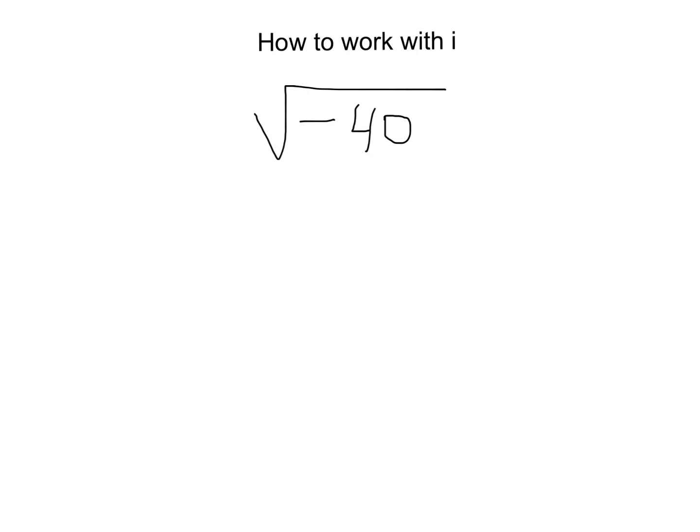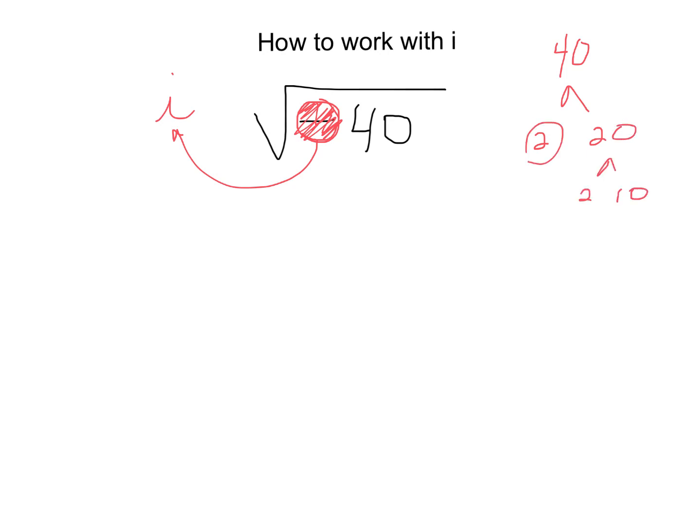Alright, so let's talk about this. Again, first thing I see and needs to come out, the negative. Out it comes, and it comes out as i. Alright, now let's break down 40. Well, 1 times 1 is 40. You can hear my students already going, it's 2 and 20. We always stick with the 2s. 2 and 10. 2 and 5. Like so. Okay, so i, radical, I've got 3 2s and a 5.